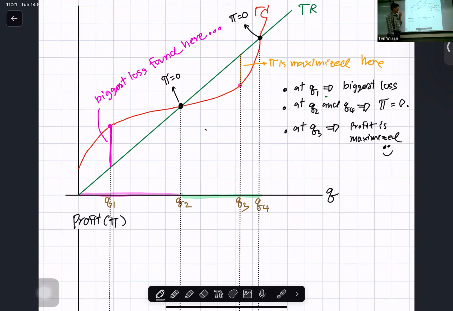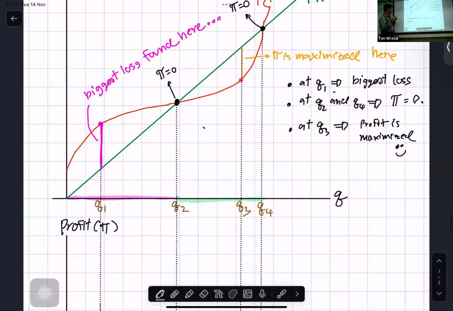Okay, now it's time to plot the profit curve then. First, we know that profit is the difference between revenue and cost. So from Q0 to Q2, the firm experiences loss for sure. The red curve is above the green. So what you can see is how the loss develops.